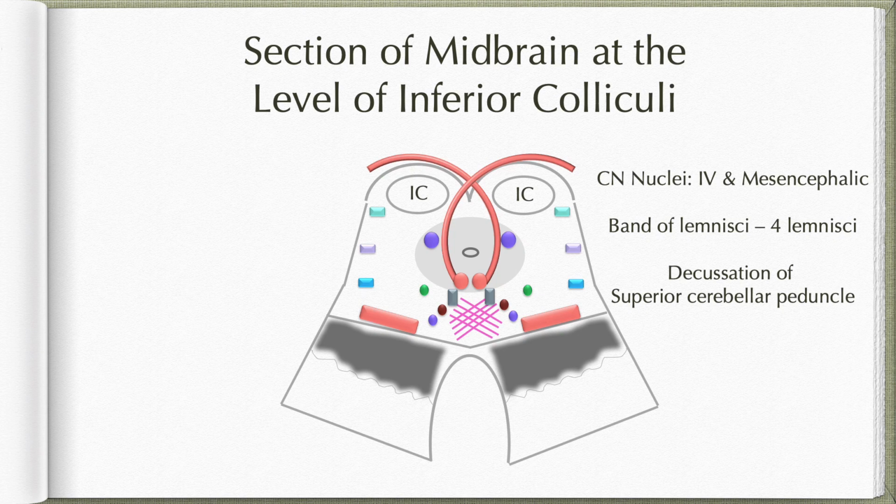So, quickly summarizing what we saw in the section of the midbrain at the level of inferior colliculi, the cranial nerve nuclei which we saw at this level belonged to the 4th cranial nerve and the mesencephalic nucleus of the 5th cranial nerve. We found the band of lemnisci containing all the 4 lemnisci, and we found the decussating fibers of the superior cerebellar peduncle. One decussation, that is the decussation of the superior cerebellar peduncles.